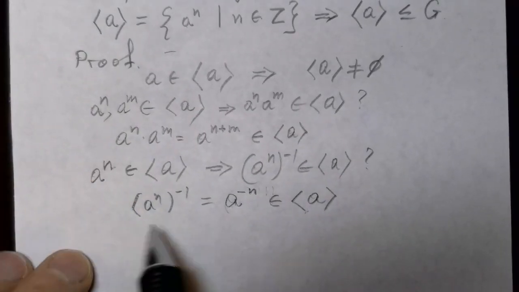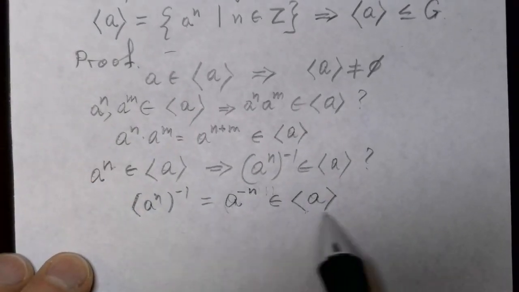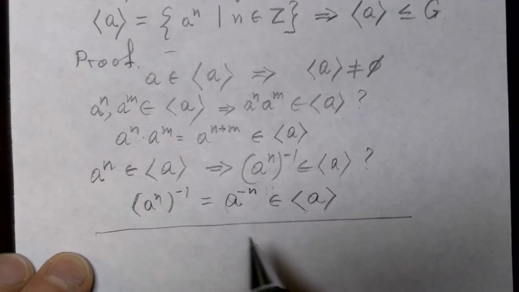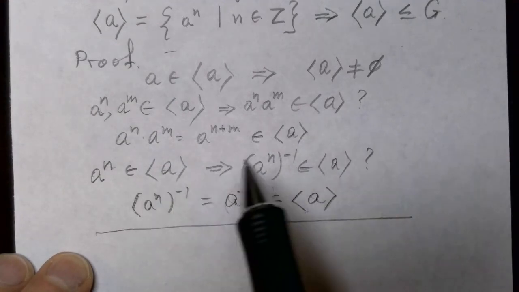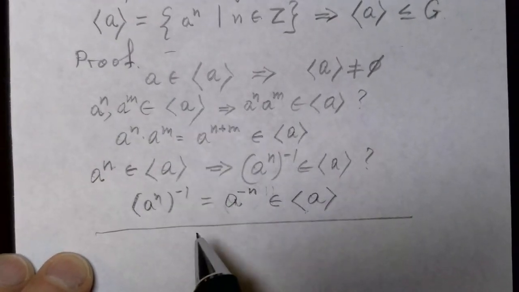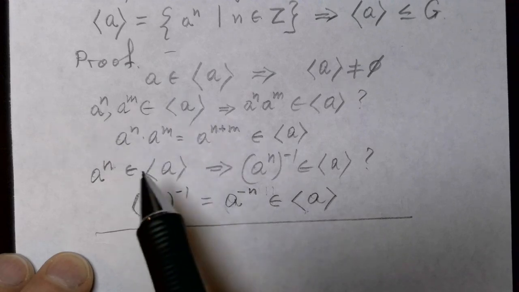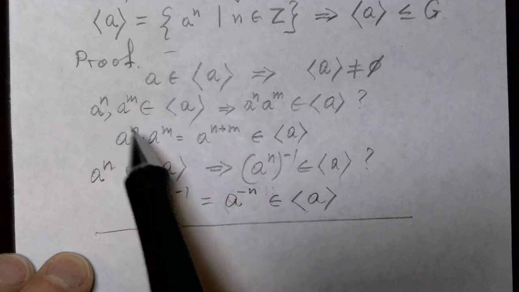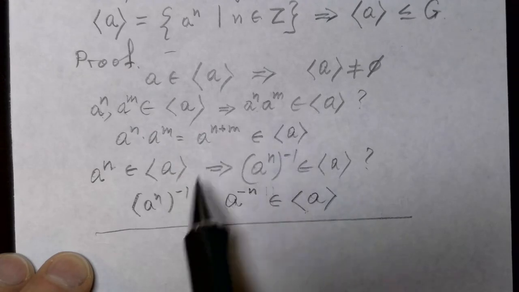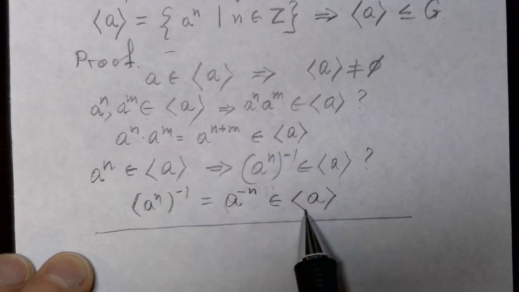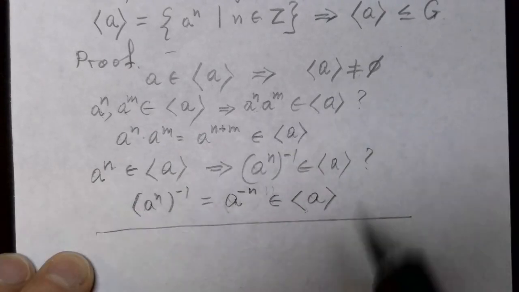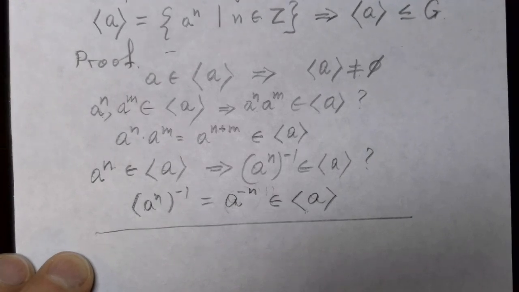This shows that the requirements of the two-step subgroup test hold. The subset is closed under multiplication and under taking inverses. It is not empty. That's why it is a subgroup.